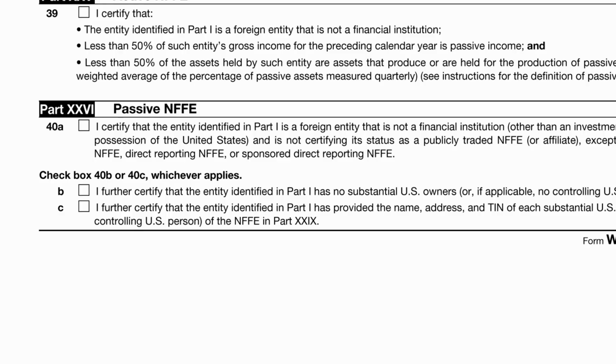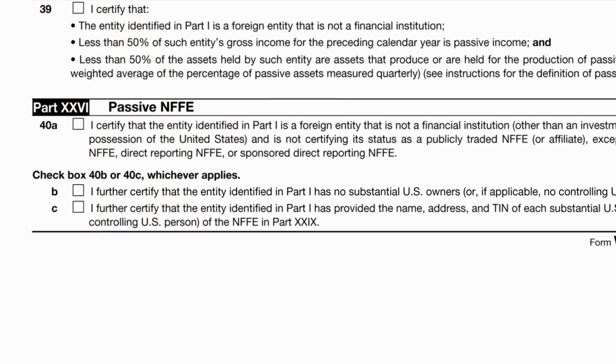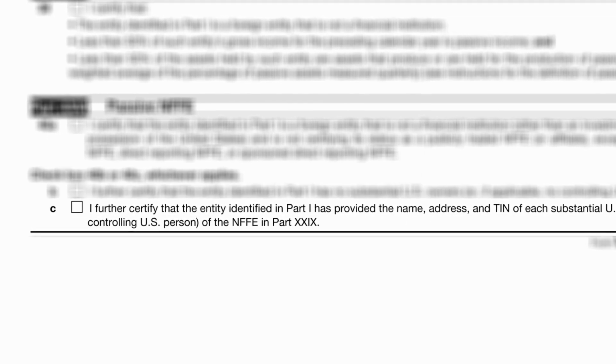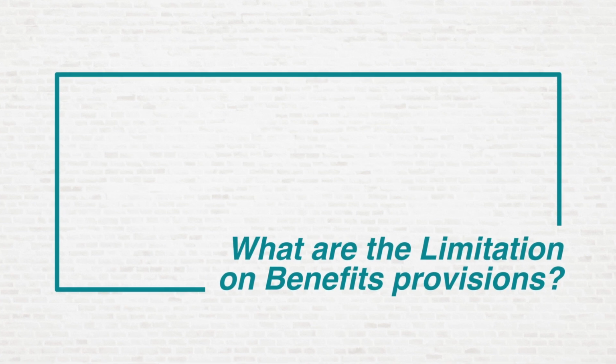If you tick the box that says passive NFFE, the next question from that will be, are any of the owners of the company Americans? If they are, there's a section of the W-8 where you have to fill that in with the name and the tax ID number of your owners of the company so that the IRS can make sure that they have declared that foreign asset as part of their portfolio.